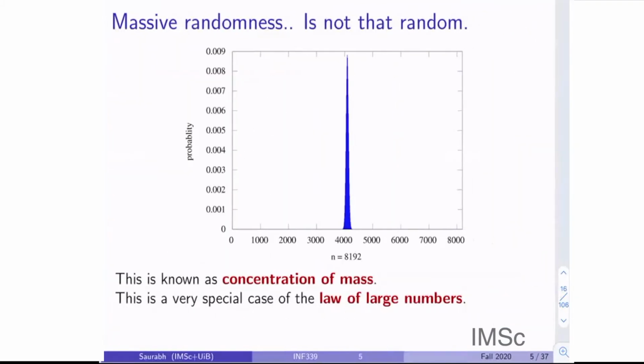So this is what I call concentration of mass. I have done a random experiment and I have an expectation. I would like to know the chances that you are going to be close to your expectation. This is what is known as concentration of mass, and it is a very special case of what is called the law of large numbers.